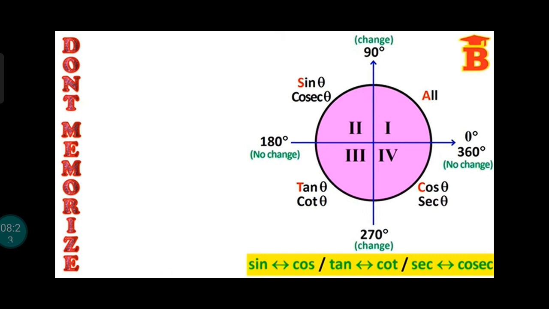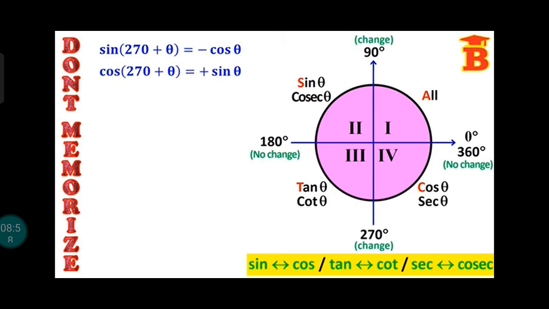Similarly, next 270 degree plus theta, this lies in fourth quadrant. In fourth quadrant cos and secant are positive, other functions are negative. So sin 270 plus theta lies in fourth quadrant. In fourth quadrant sin is negative and also there is a change, so we have to change sin into cos, so we get the answer minus cos theta.